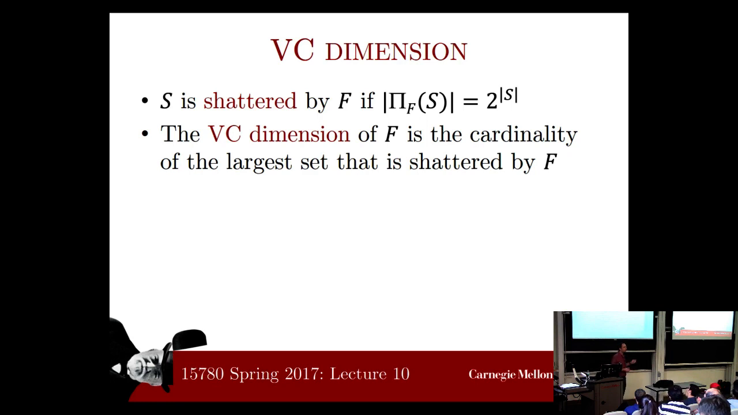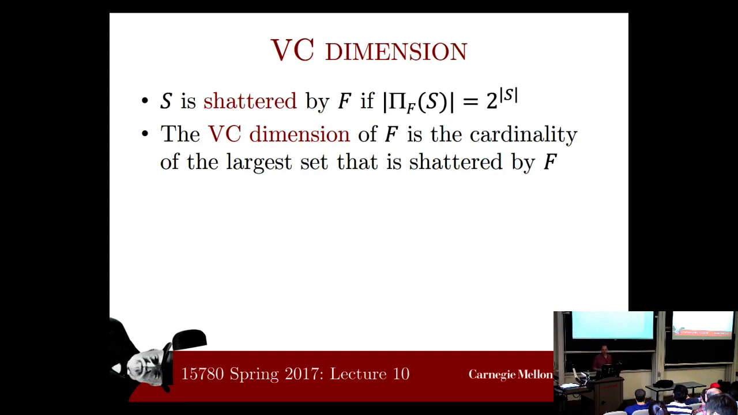Right, so for example, in the examples that we saw, the function class intervals shattered the set that consisted of 2 points, but wasn't able to shatter the S that consists of 3 points, because we couldn't get every possible labeling. Now, what's the VC dimension? The VC dimension of a function class F is the cardinality of the largest set that is shattered by F. So there are many quantifiers here that we rolled into the definition of shattered.